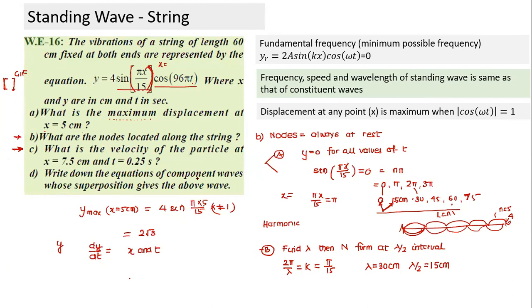And can we write the equation of the component waves or constituent waves? If this term is 2a, each wave has to have amplitude equal to a. If the k value remains the same as this k, in terms of kx, I could have written 5 pi x by 15 minus omega t. This omega would remain the same, 96 pi t. That will be one wave. And what will be the second wave in that case?